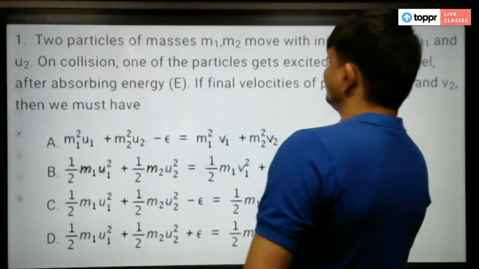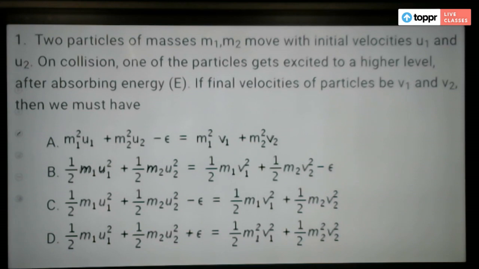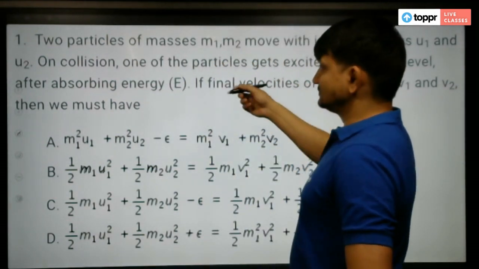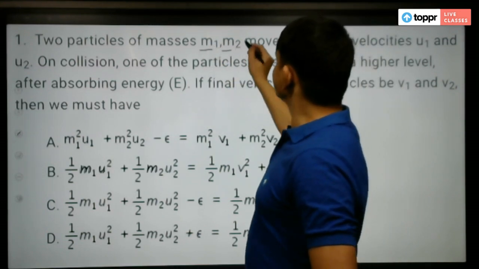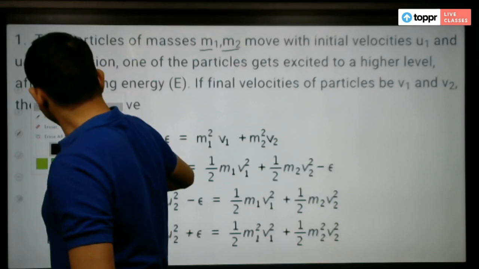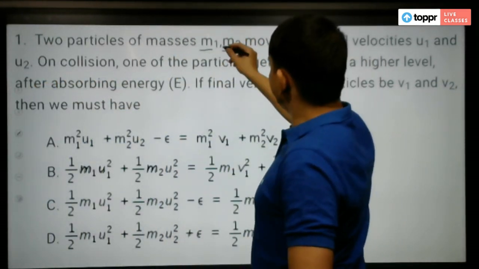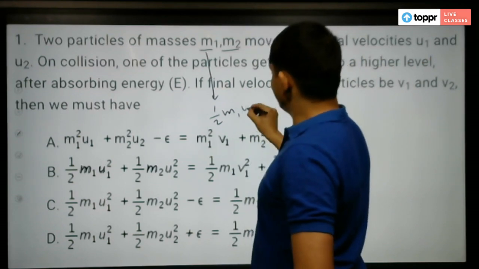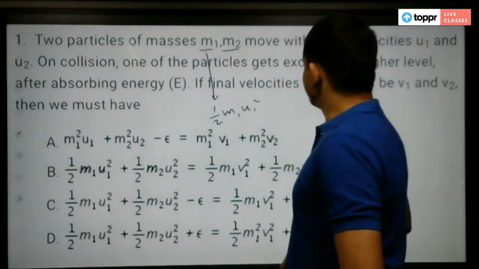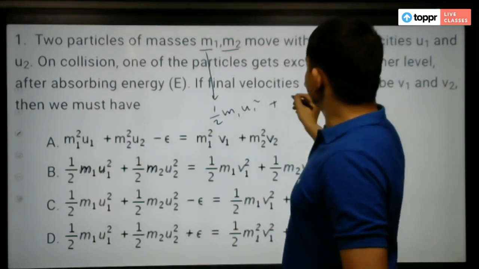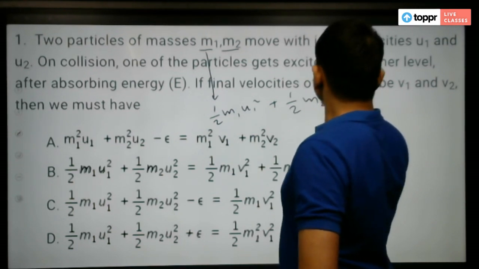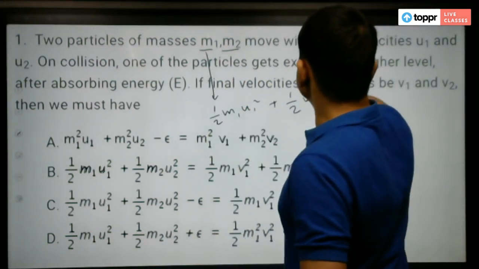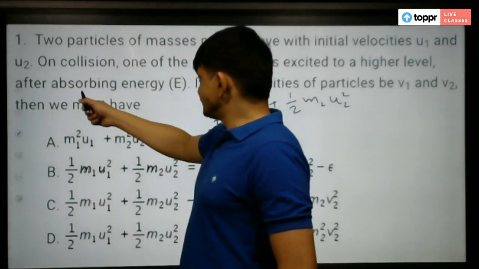Two particles of masses m1 and m2 move with initial velocities u1 and u2. So obviously the initial kinetic energy of these two masses would be, let me change color, half m1 u1 square, as you can recall the formula for kinetic energy, and this one would be half m2 u2 square. And on collision, one of the particles gets excited to a higher level after absorbing energy E.